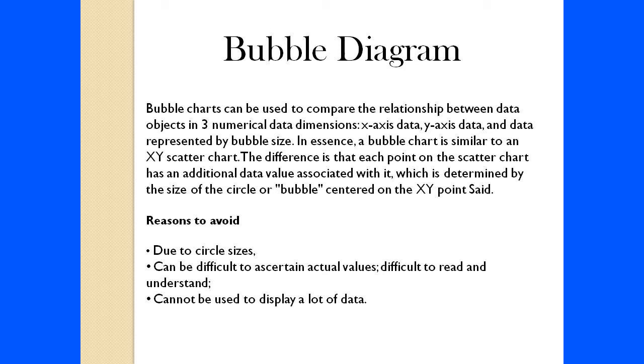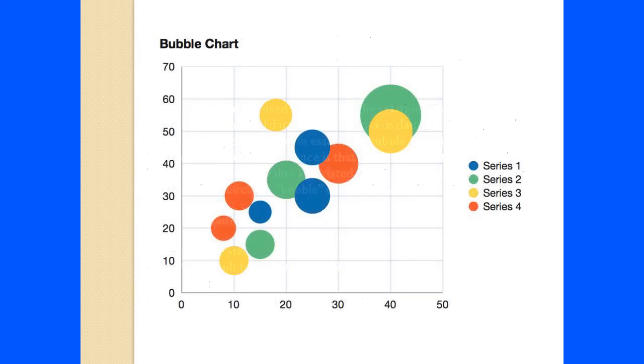So why should we not use a bubble chart? Because of its circle size, it can be difficult to ascertain actual values, and it is difficult to read and understand. It cannot be used to display a lot of data. When you have a small data set, you can use a bubble chart. When you want to represent a large set of data, you cannot use a bubble chart. So this is how a bubble chart looks. As you can see, the size of the bubbles makes this hard, and this is why we should avoid this chart.